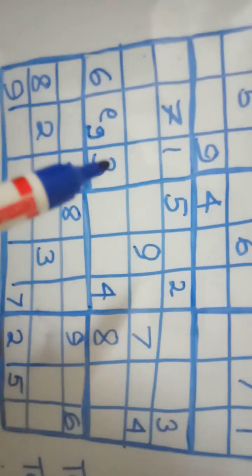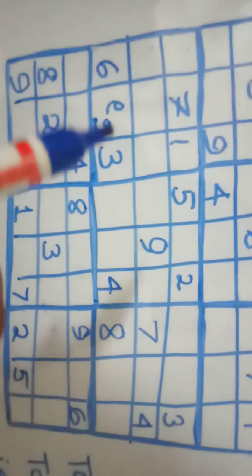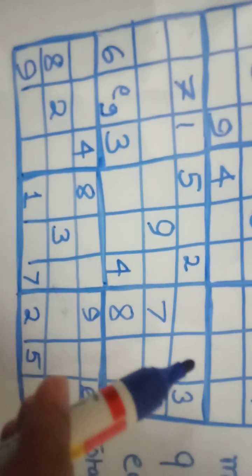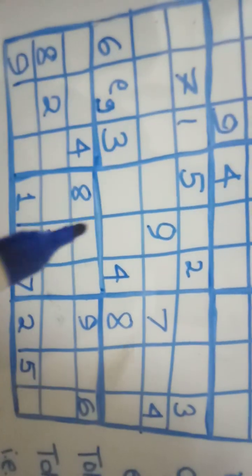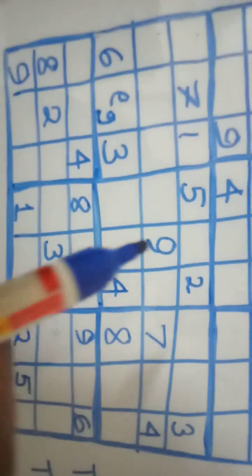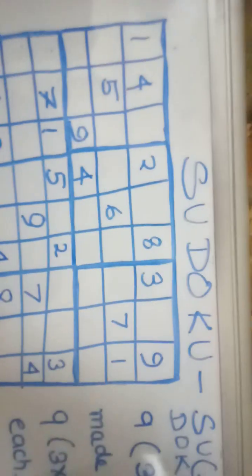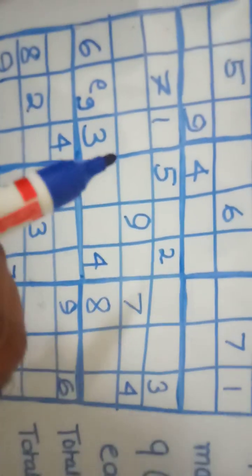There's a 3 in this one which rules out any 3 here. There's a 3 in this one which rules out any 3 here. There's a 3 in this one which rules out any 3 here. So there are now only 2 possible places where a 3 can go. Here or here. Because these 2 are ruled out, these 2 are ruled out, and these 2 are ruled out.